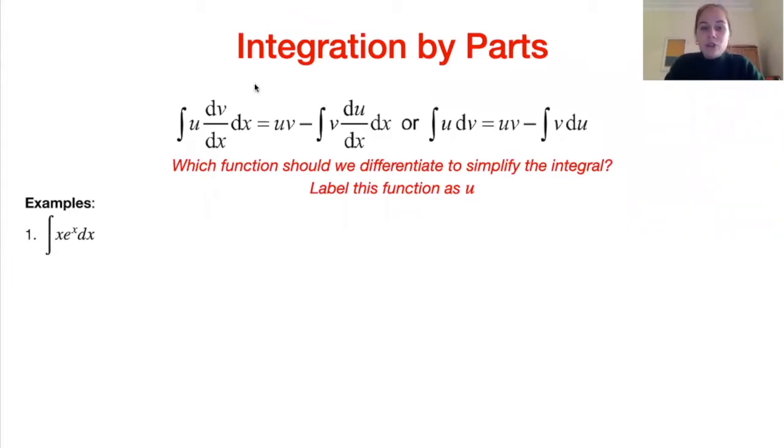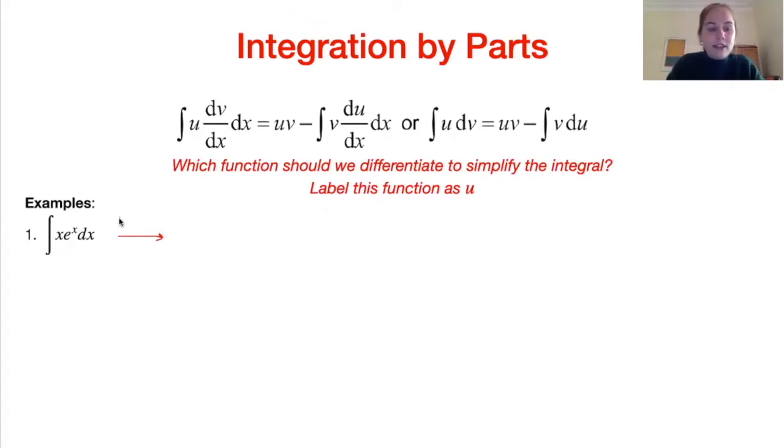We've got the integral of x times e^x. So we see, okay, we've got two functions, right? We've got x and e^x. So one of these functions is going to be the one which we integrate, and the other is going to be the one that we differentiate to form our new integral. Okay, so we'll ask ourselves, which function should we differentiate to simplify the integral?